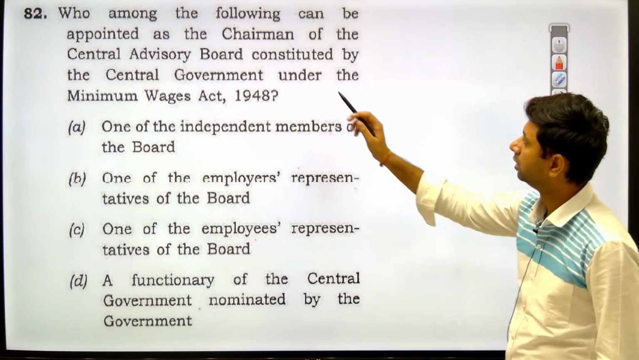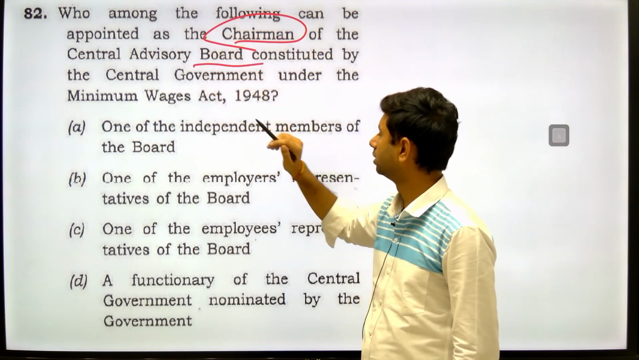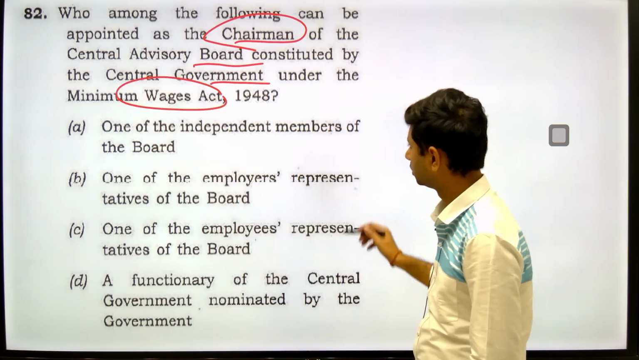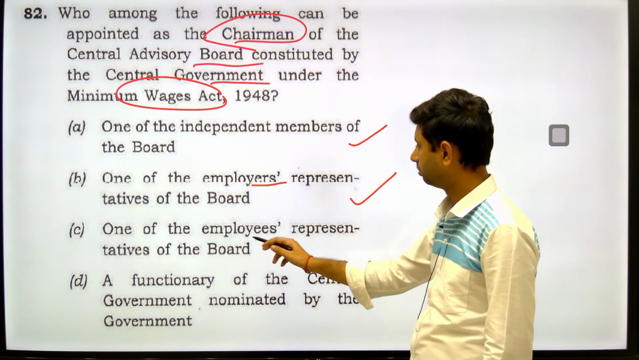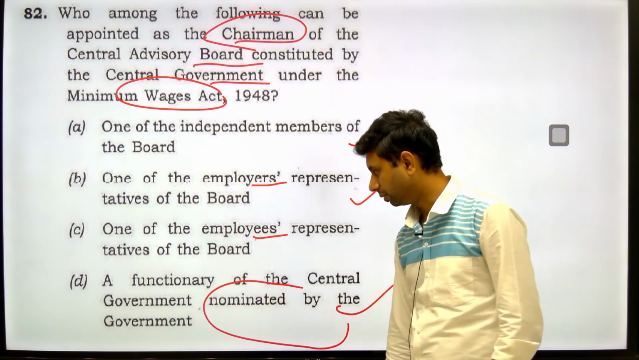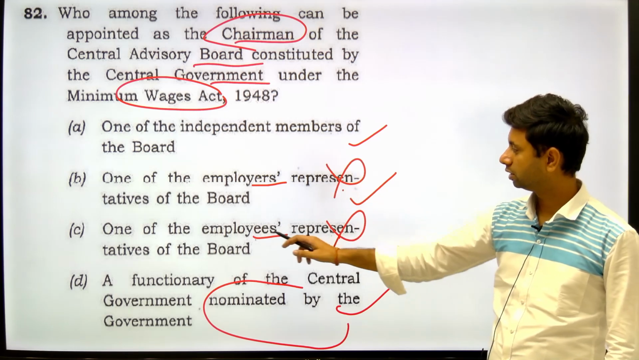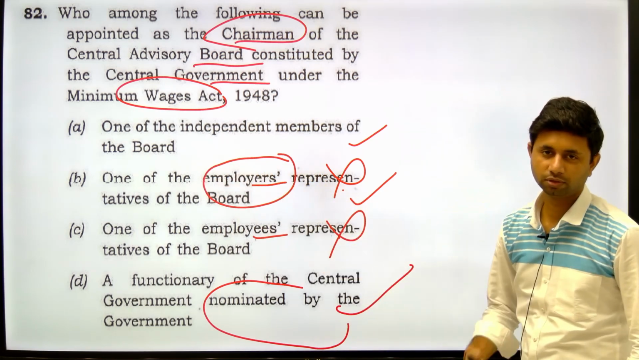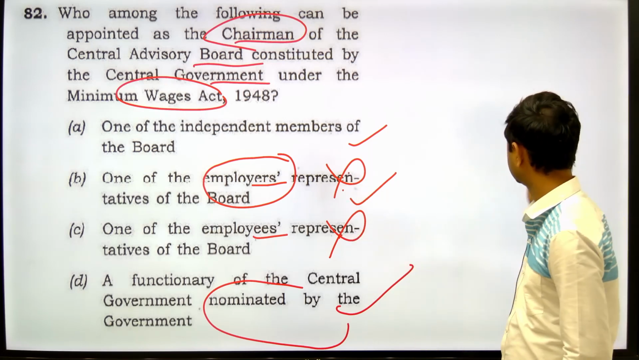So next thing is about who among the following can be appointed as the chairman of the Central Advisory Board constituted by central government under the Minimum Wages Act. The options are independent members, employers representatives, employees representative, functionary of the central government nominated by government. So these two options can be eliminated, because if we choose either employees representative, then the employers will feel injustice, and vice versa. So we can cross these options.